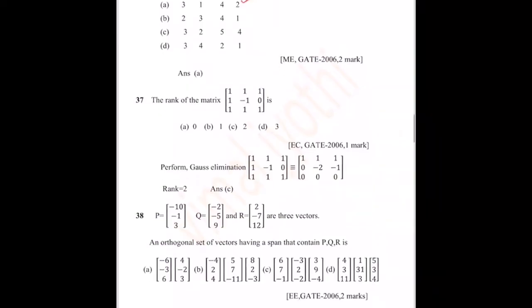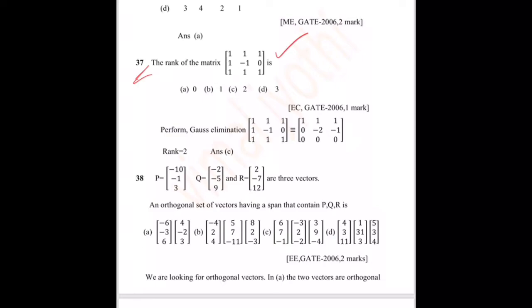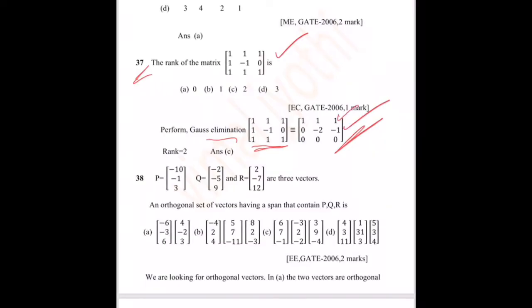Then 37th question. Rank of a matrix. Perform Gauss elimination. The matrix is reduced to row echelon form. The rank is 2. Answer C is correct.